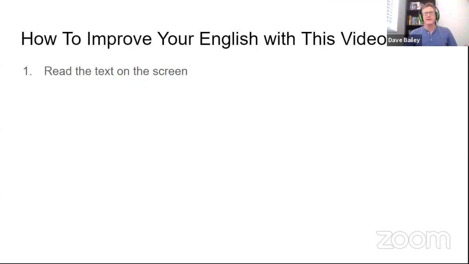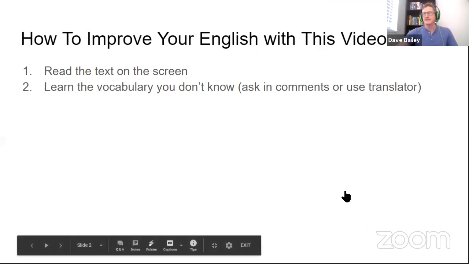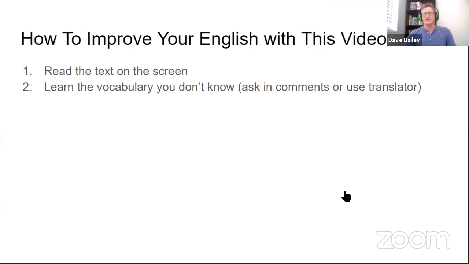Number one, read the text on the screen. Okay, so you read through it, see what it says, then you can use the text to learn the vocabulary you don't know. So you can either ask in the comments and I can answer your questions, or you can use a translator and you can find out for yourself, or a dictionary, and tell everyone what the word means yourself. So that way you ask the question and answer it.